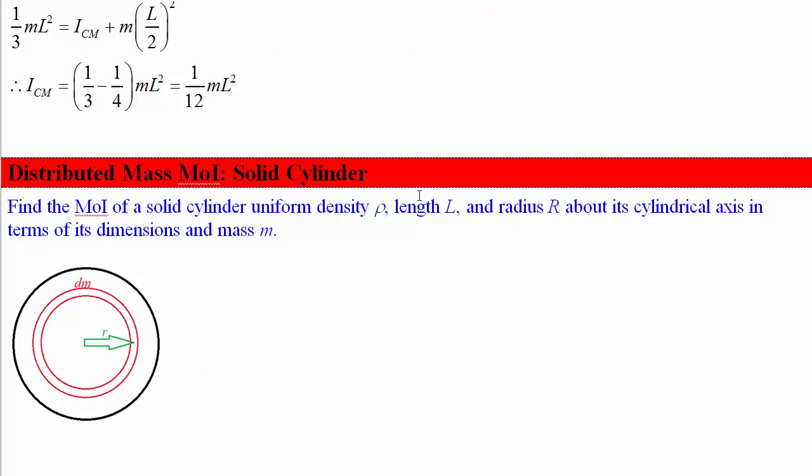Distributed mass moment of inertia for a solid cylinder. Find the moment of inertia of a solid cylinder, uniform density rho, length L and radius R, about its cylindrical axis, the one that goes through the center here, so the edge of the cylinder looks like a circle, in terms of its dimensions and mass m.